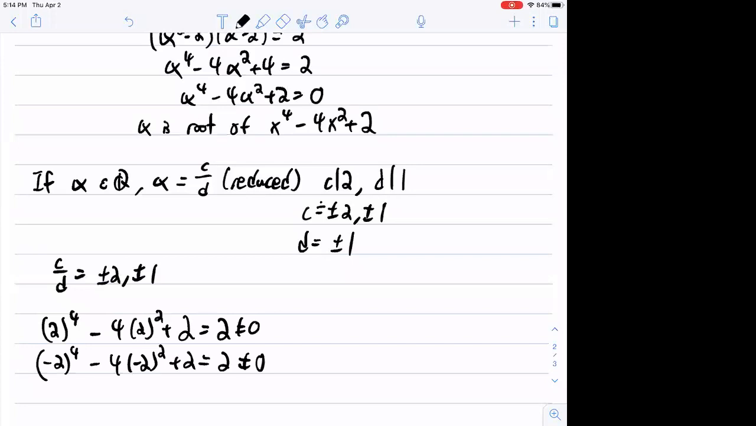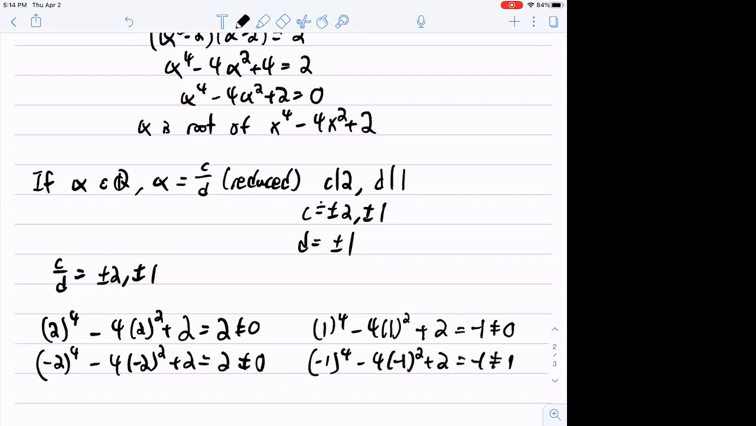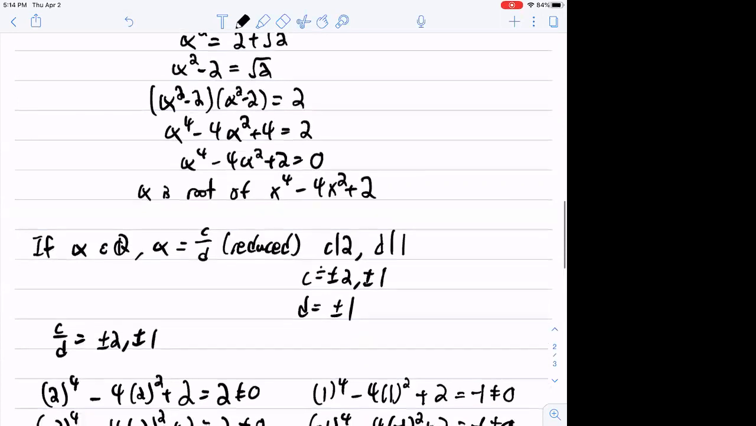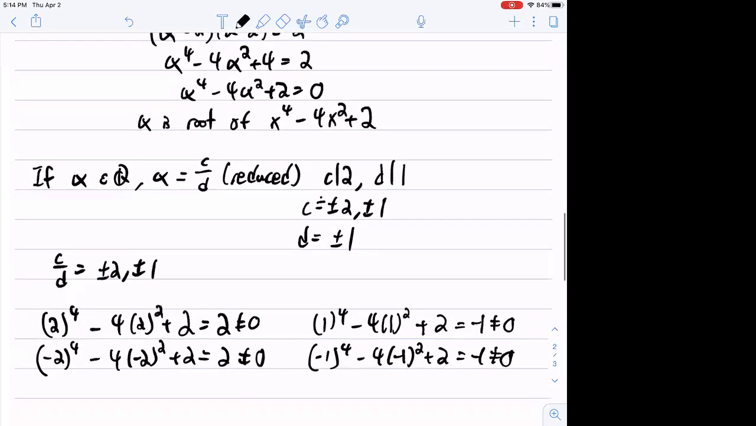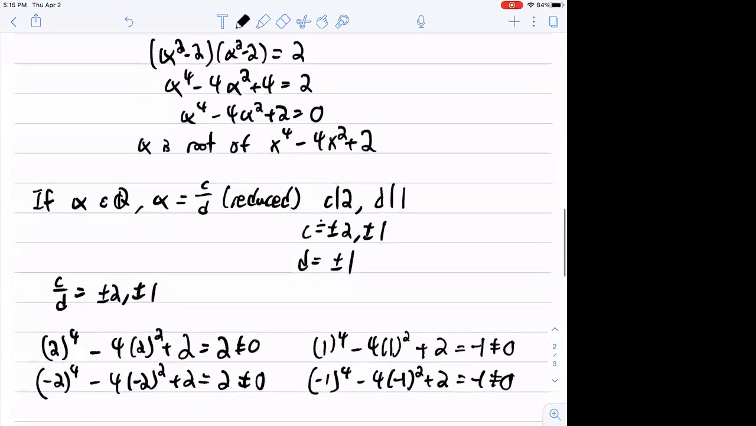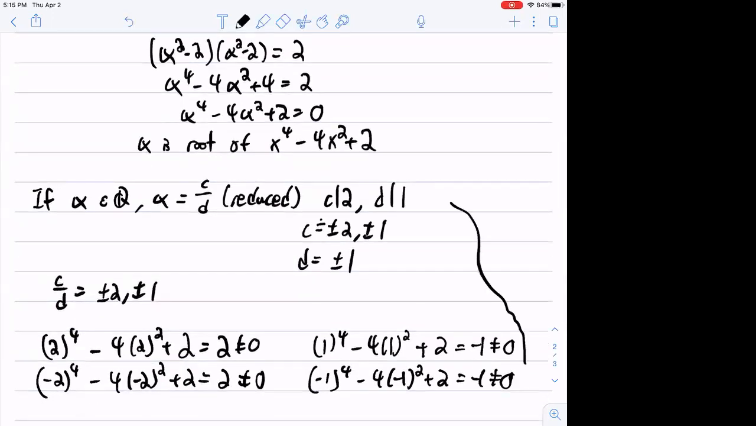And if you plug in 1, well, 1 to the 4th minus 4 times 1 squared plus 2. What is that? That's negative 1, which is not 0. And similarly for negative 1. So you see, it gets pretty long, but let me write this down as method 1.